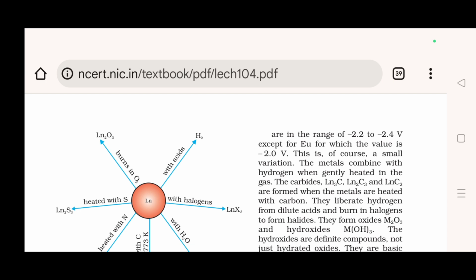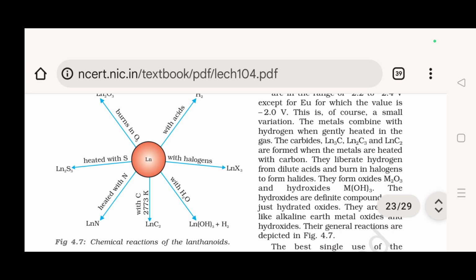The metals combine with hydrogen when gently heated in the gas. The carbides Ln3C, Ln2C3 and LnC2 are formed when the metals are heated with carbon. They liberate hydrogen from dilute acids and burn in halogens to form halides. They form oxides M2O3 and hydroxides M(OH)3.